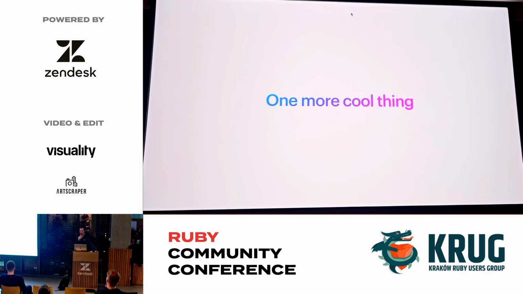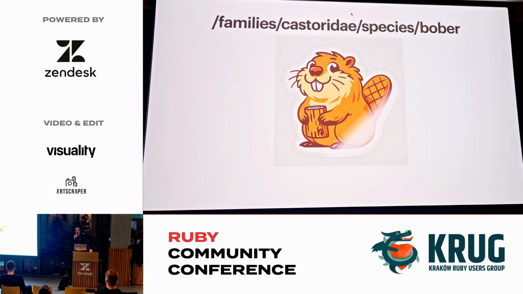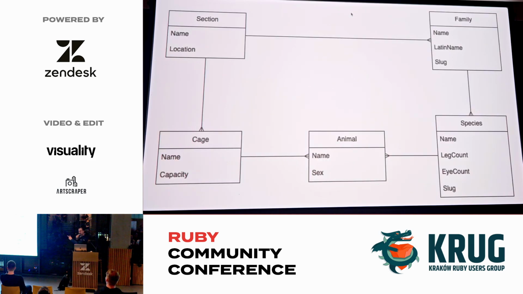One more cool thing, and I really wanted to add more examples with animals, but what if you don't want to have IDs in the URL? Like you want to look up families using Castoridae, and you want to look up your Bober, because we are in Poland. And you have this slug field, in which I said it's unique. Let's say for the Bober record, we set the family for Castoridae, I hope we will pronounce it properly, and slug for the species Bober.